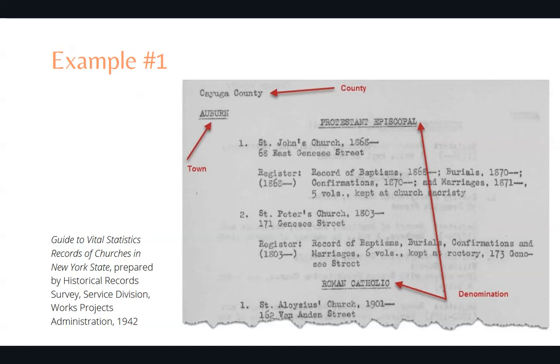Peter's, established in 1803. If I don't know the denomination for the family, I would go through all the listings for each denomination in Auburn and make a list of the ones that were operational for the time period of interest. From this list, I can then start seeking out records for known life events, and with any luck, I can find the correct church and explore the records for even more information.